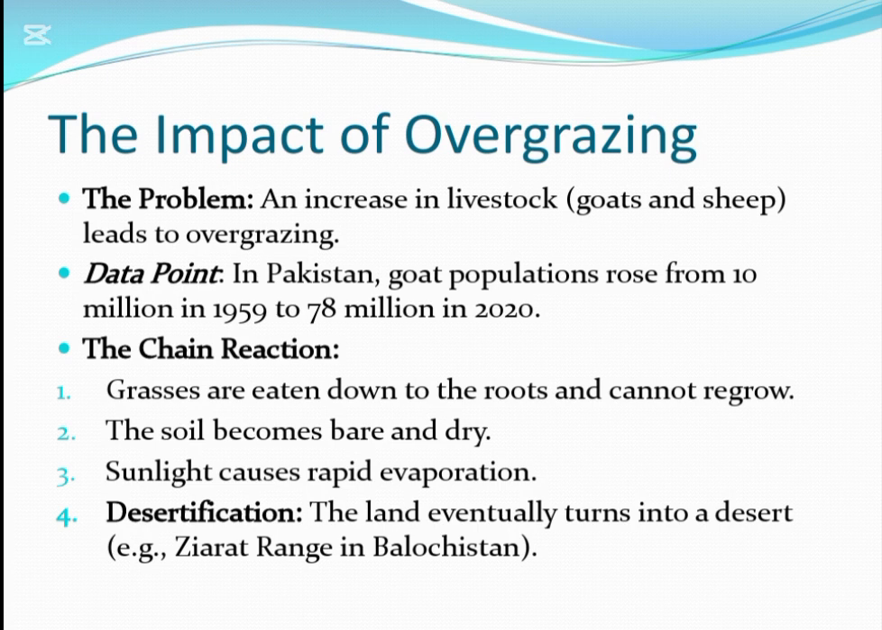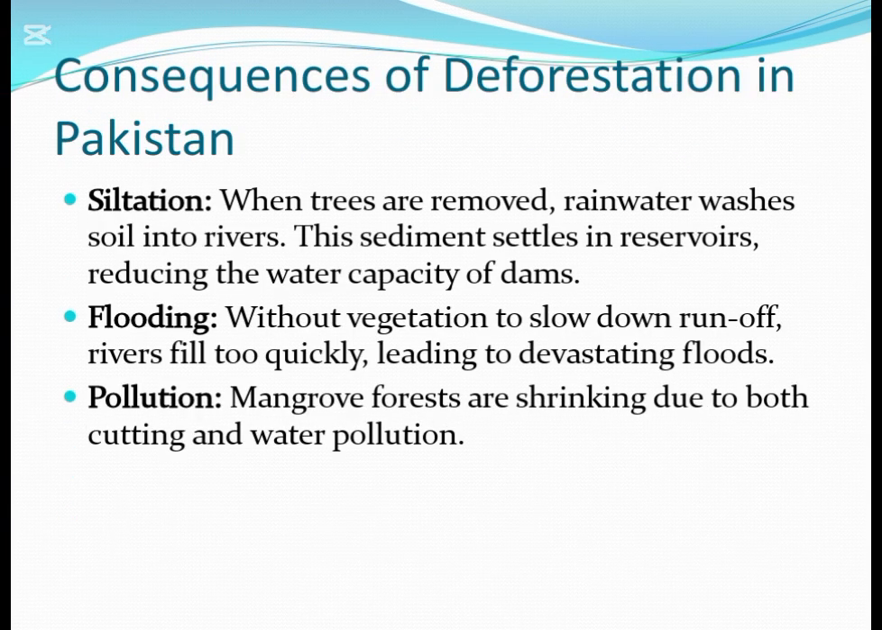For example, the Zarat range, which is in Balochistan, we see this happening right now in the Zarat range of Balochistan. This used to be a lush area with ancient trees, but overgrazing is turning it into a dust bowl. Class, remember, if the animals eat faster than the earth can grow, we lose the land forever. This is why we must manage where our livestock graze. Now, let's look at what happens when the green shield, we already talked about it, is taken away.